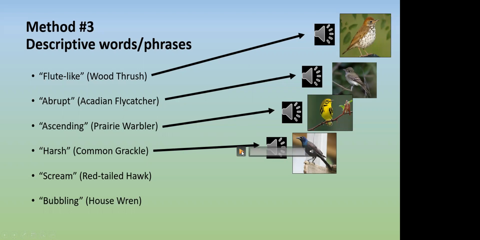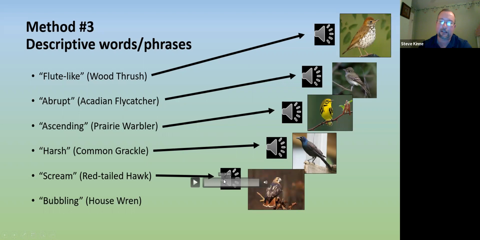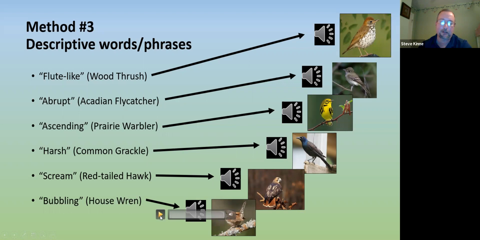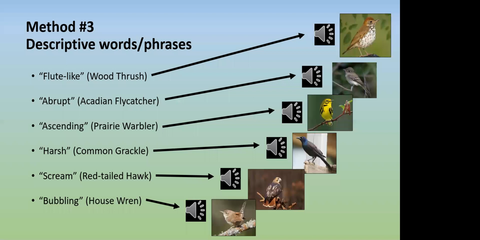Or maybe a red-tailed hawk sounding like a scream. Or maybe a house wren, what I would describe as kind of bubbly. So again, these are common words that may be used to try to describe what you're hearing.